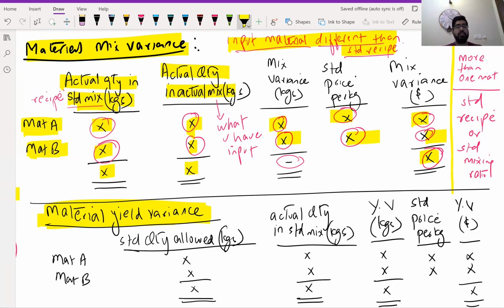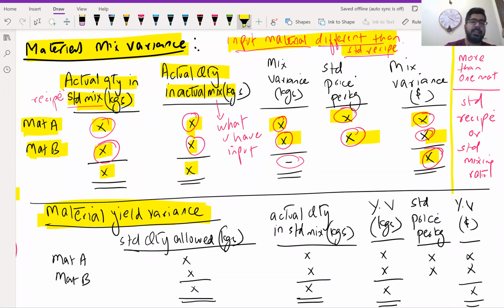Okay. That means the most important columns are the first 2. Actual quantity in standard mix means recipe. What did the recipe state? Compare with actual quantity in actual mix, what you input. Compare to get mix variance in kgs. Multiply by standard price per kg, you get mix variance in dollars.